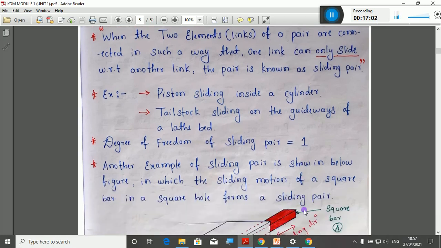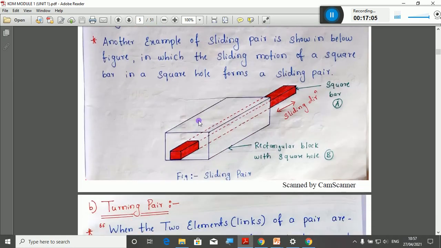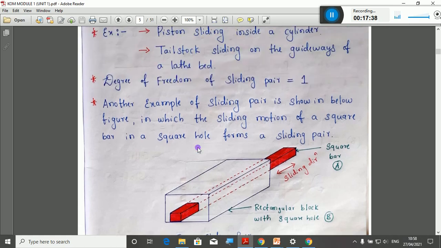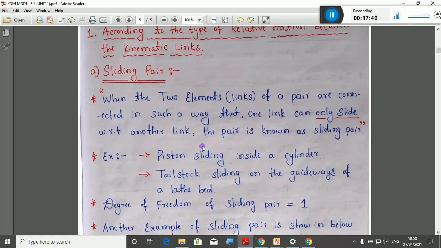Okay. And one more image you can see, the same thing, whatever I explained. I can say a rectangular block or a square block, so this white color, it is having a square hole, and inside this rectangular block, there is a square bar which is sliding. You can see the sliding direction. If the cross section is in the form of a circle, it can rotate as well as it can slide. Since the cross section is in the form of a square shape, it can only slide. There is no rotary motion. Is that clear? If it is clear, I'll go to the next one.